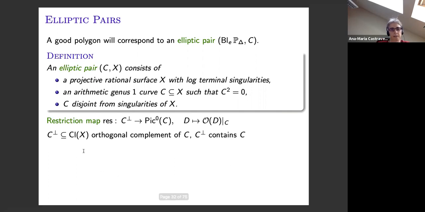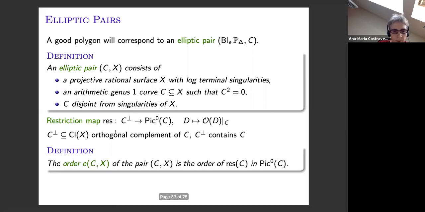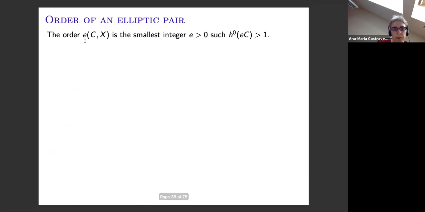And then we consider the orthogonal complement in the divisor class group of X to this curve C, and we consider the restriction map to C. So we restrict the divisor to C, and note that here C is contained in C perp. And then we define the order of the elliptic pair to be the order of the restriction of C in Pic 0 of C. This can be infinite, but in characteristic P, it is always finite. Another way to characterize this order, if it is finite, is as the smallest integer such that this multiple of C has at least 2 linearly independent sections.